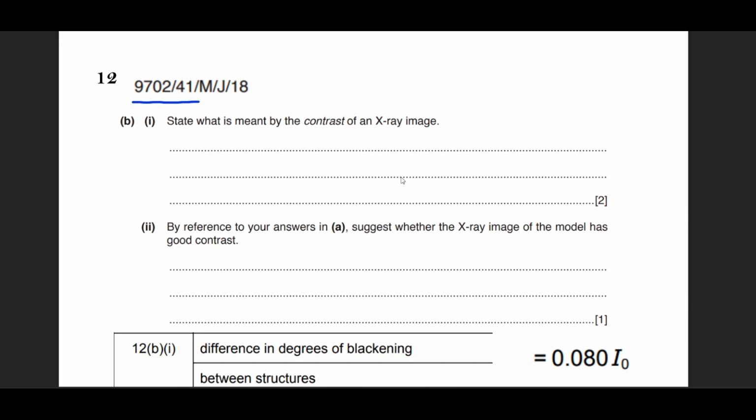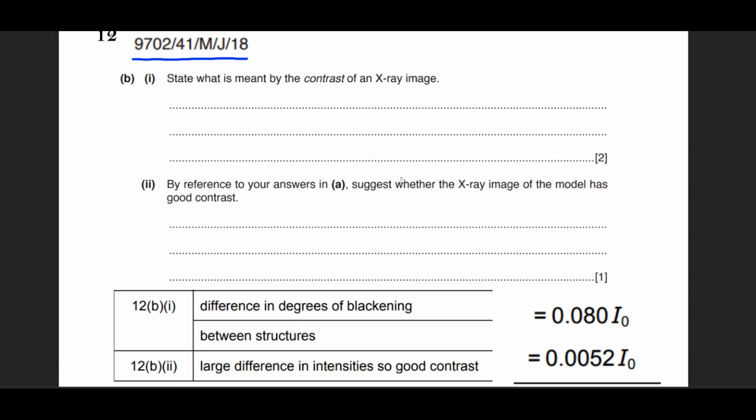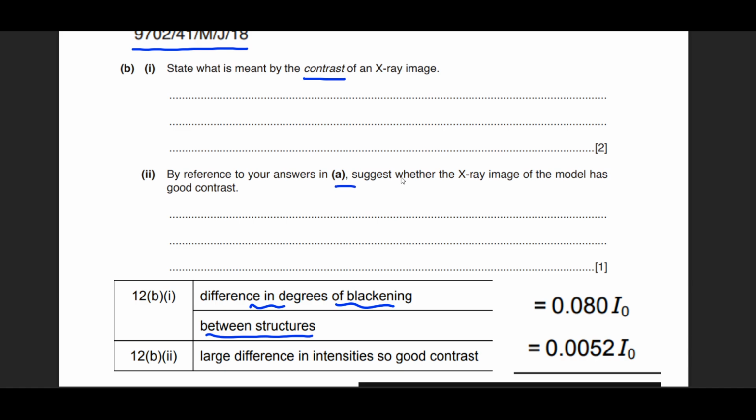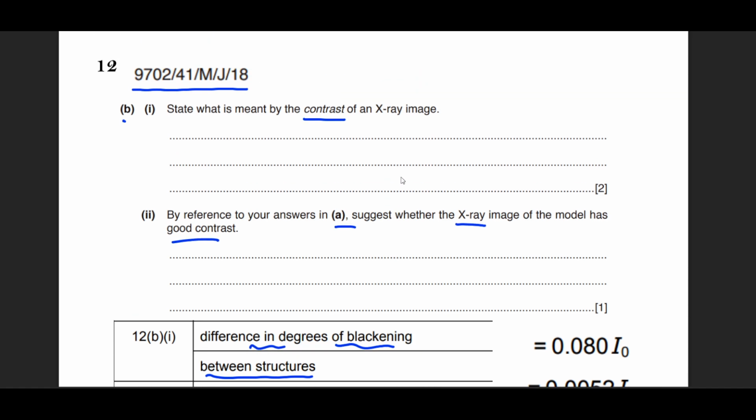Then we have these questions. What you can do is try to solve these questions I've mentioned in the slide in this lesson. Memorize their answers because they generally cover the whole topic of X-ray and CT scan. Okay. All right. So it says, what is meant by contrast? Again, as I explained earlier, it is a difference in degree of blackening between structures, right? Then it says, by reference to your answer in part A, state whether the X-ray of the model has good contrast. You see, this is part B of this question.